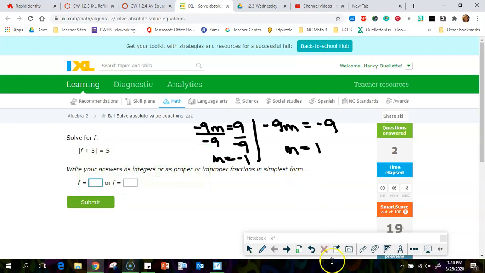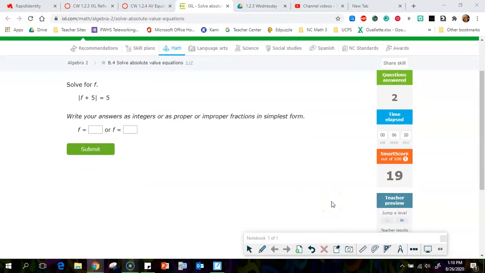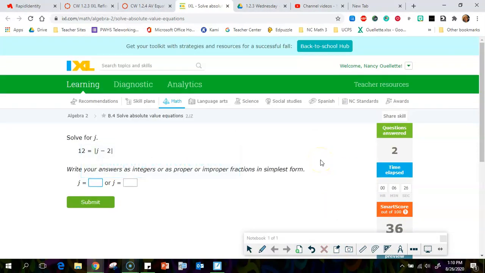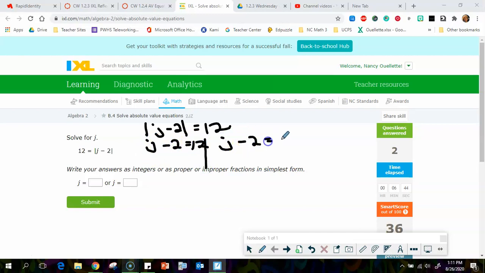Okay, so I'm going to get rid of that. I'm going to jump a level. Get to some that are a little bit harder maybe. Okay, so with this one, what I would do is I would move this over here to the side. I would rewrite it as absolute value of j minus 2 equals 12. And then I would divide it into the two equations. j minus 2 equals 12, and j minus 2 equals -12. And over here, j would equal 14. And over here, j would equal -10 when you add 2 to both sides.